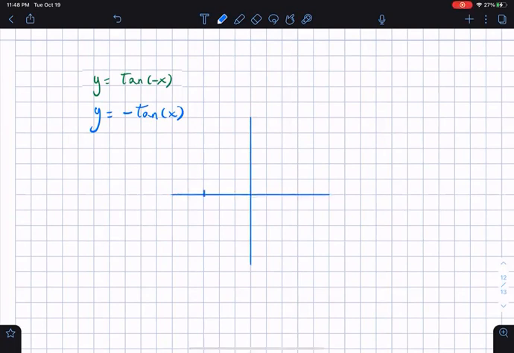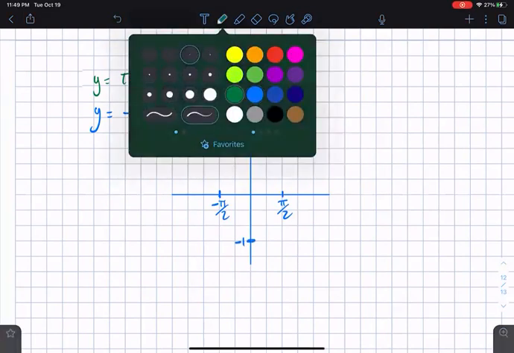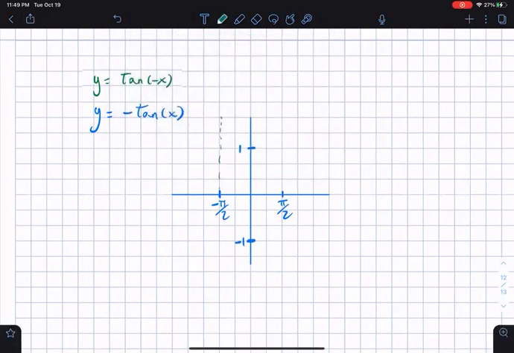So you can say that this is negative pi over 2. Let me try to make it nice. And they want you to do 2 periods, so negative pi over 2, pi over 2. Let's say 1 and then -1. And you know that this is the asymptote here, and the asymptote here.